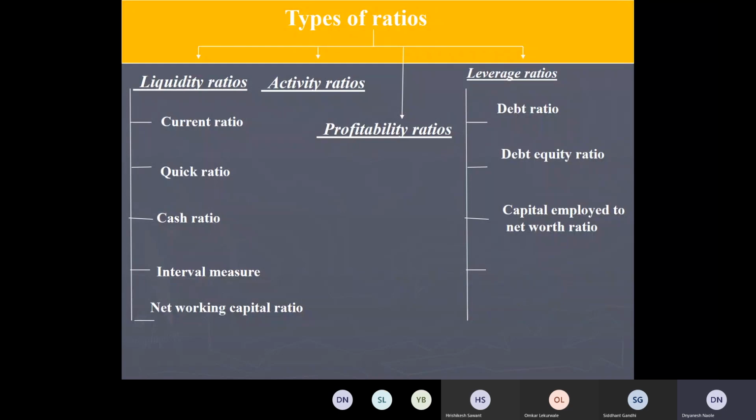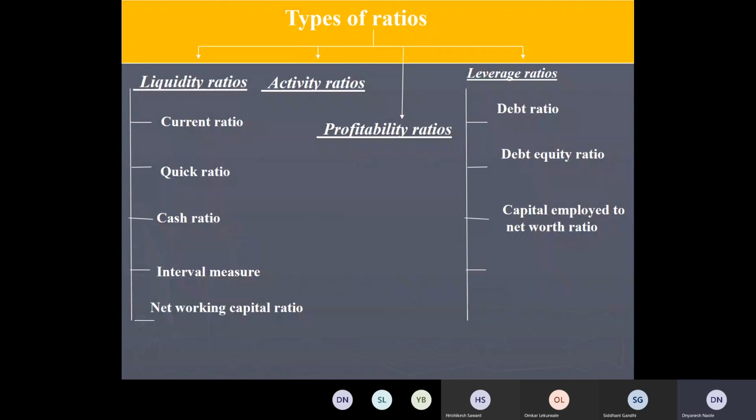Okay. Then the second one is the activity ratios. Activity ratios reflect the firm's efficiency in utilizing its assets. Whatever assets the firm owns, how efficiently are they geared towards, say, manufacturing the products, or if it's a service sector, how efficiently they are using their assets to provide services to the customers. That will be seen in the activity ratio.